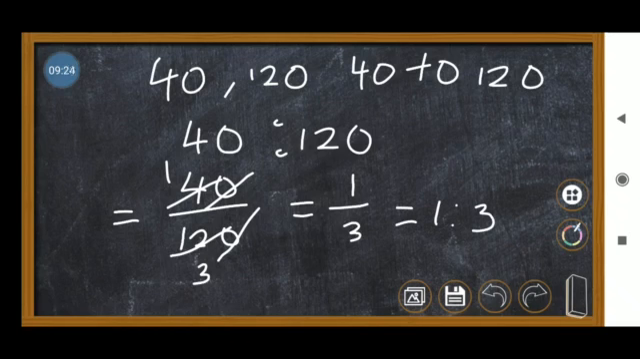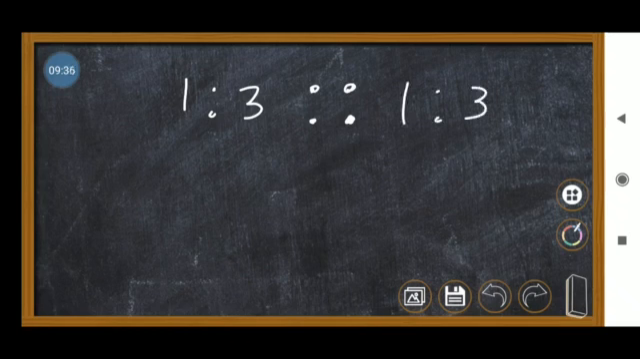Now the first two numbers, we found 1 is to 3, no? The second number also is 1 is to 3. So that means we can write 1 is to 3. Here you have to write double ratio, so that means proportional with that 1 is to 3. Right? So this ratio and this ratio both are equal.